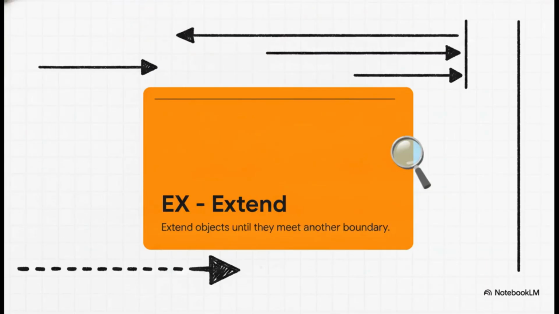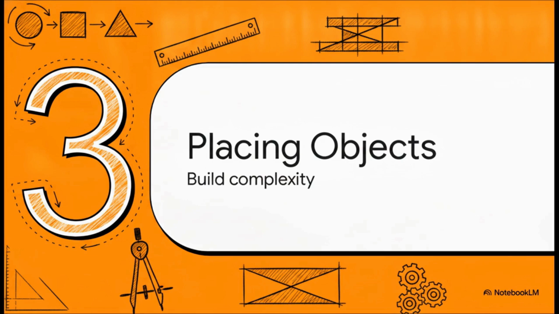And the perfect partner in crime to trim is Extend, which you access with EX. Because sometimes your lines just fall a little bit short, right? Using the EX shortcut, you can seamlessly stretch your objects out until they hit another boundary. You don't have to delete and redraw the line from scratch. You just type EX and push that geometry exactly where it needs to go to close the gap. It's magic. All right, let's look at step 3, manipulating and placing objects.